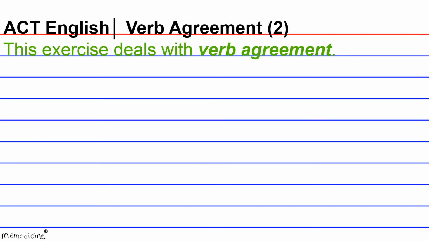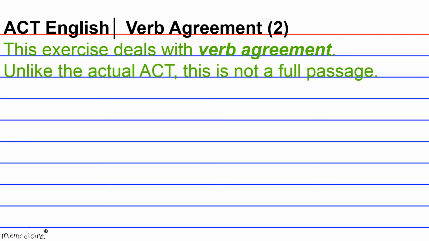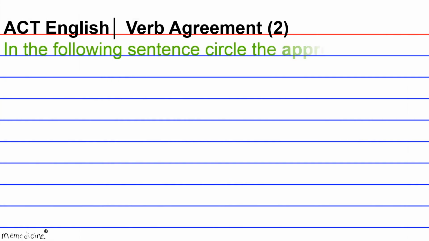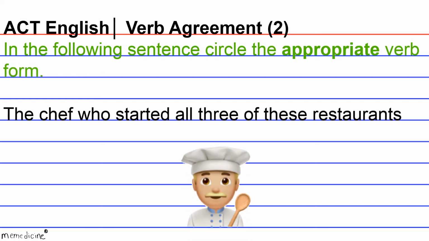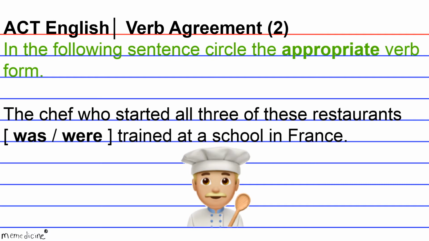This exercise deals with verb agreement. Unlike the actual ACT, this is not a full passage. This is a standalone sentence. In the following sentence, circle the appropriate verb form. The chef who started all 3 of these restaurants was or were trained at a school in France.